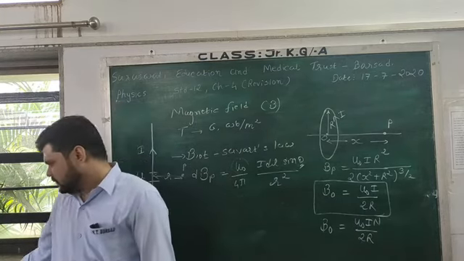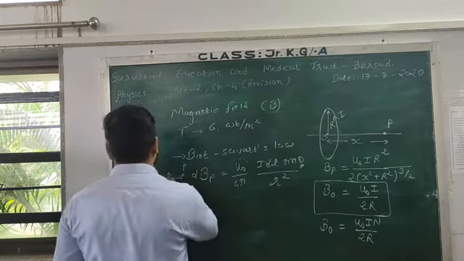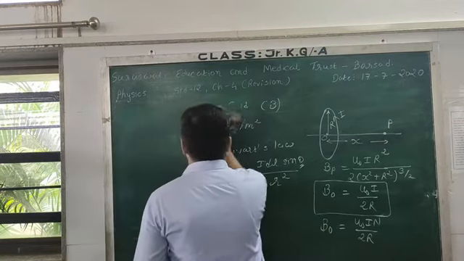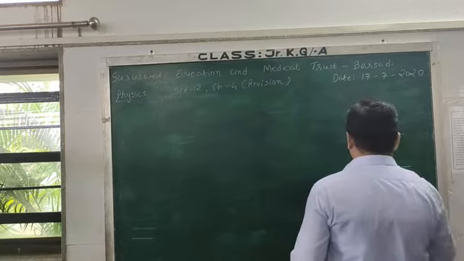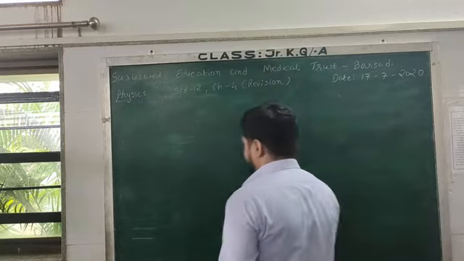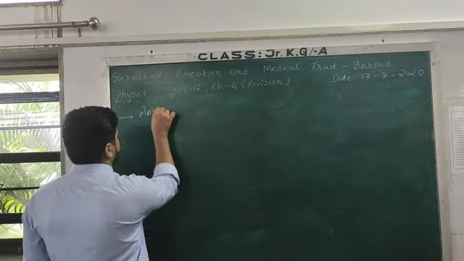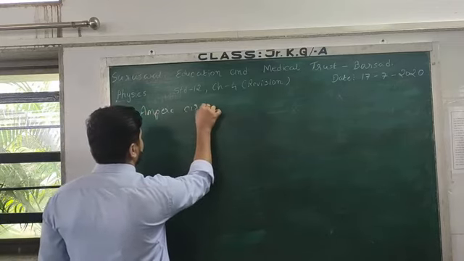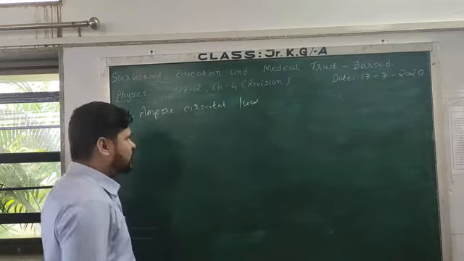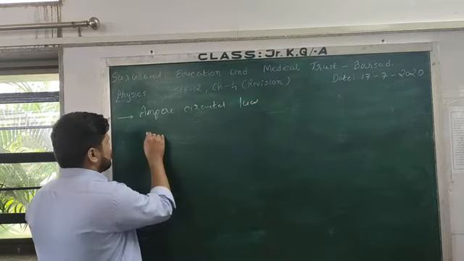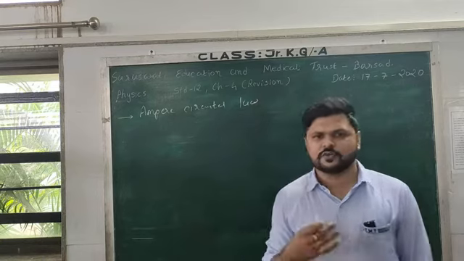Now the next topic of chapter number 4 was Ampere circuital law. So what is Ampere circuital law? Suppose there is one wire, and we want to find out the magnetic field due to that wire.